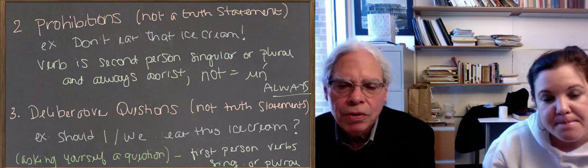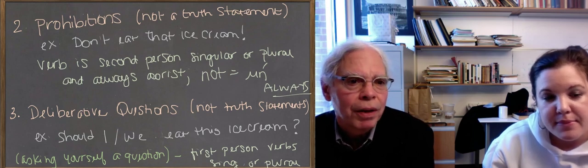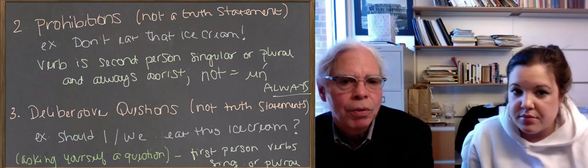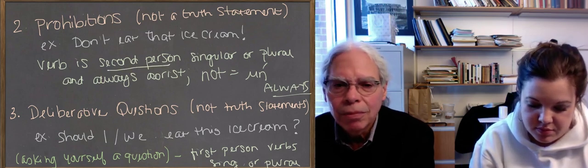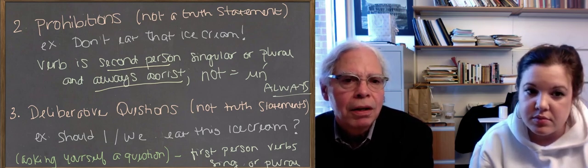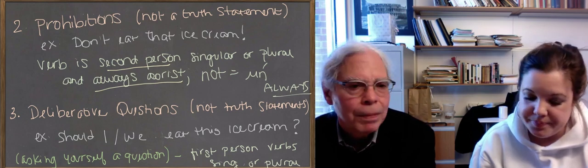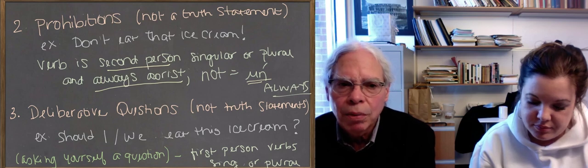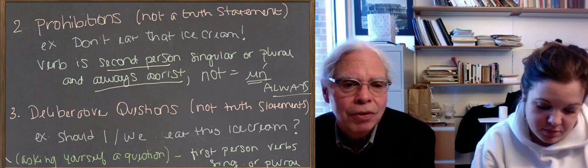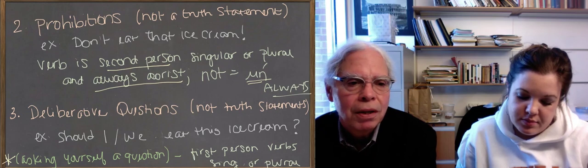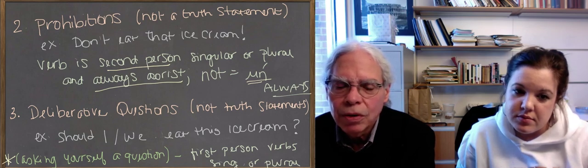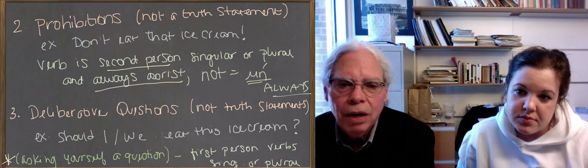The second one is prohibitions, that is negative commands, telling people not to do something, instead of urging them on. In this case, the verb is always in the second person, singular or plural, and it's always aorist. So don't eat that ice cream: you'd put the verb eat in the aorist subjunctive, and you'd use the negative meh. Since it's not a true statement, you can't use ou. And then finally, there are deliberative questions. Deliberative questions mean questions in which you're asking yourself, the speaker, what to do. Should I or should we eat this ice cream? It can be either first person singular or plural. So it's a question in which the subject is I or we, and you're asking yourself the question.